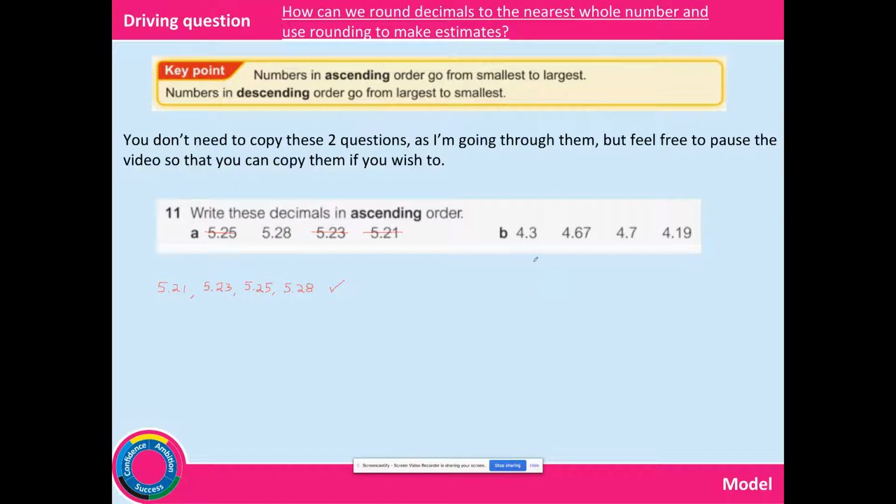So for this second set of numbers, I've got 4 in the ones column for all the numbers. So I now need to check the tenths column. I have 3 tenths, 6 tenths, 7 tenths, and 1 tenth. So 1 is the smaller of those numbers. That's going to be my first number.